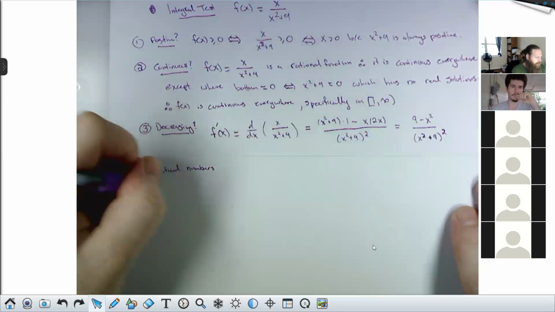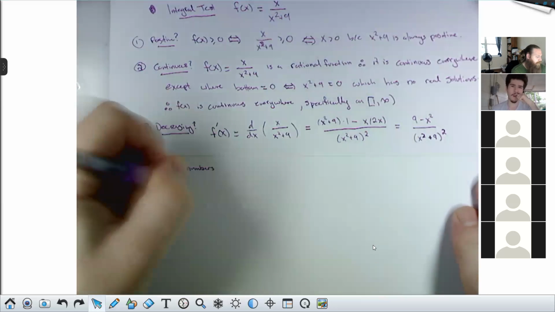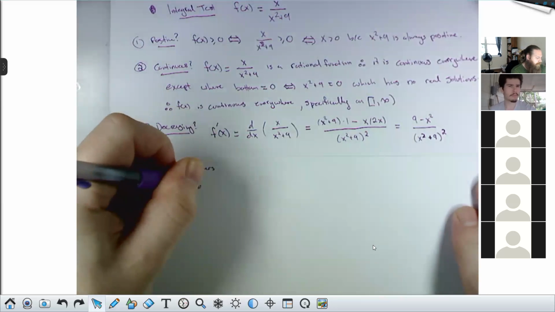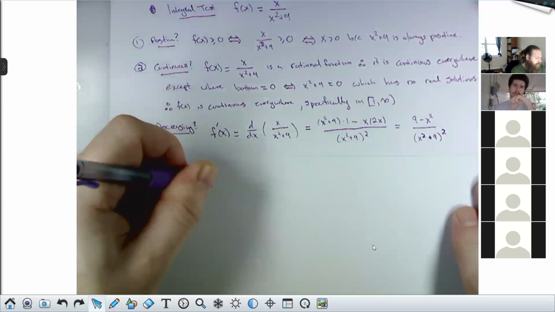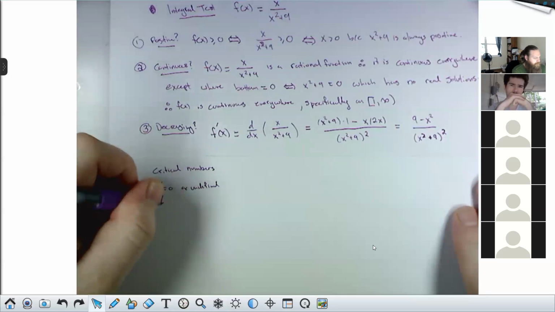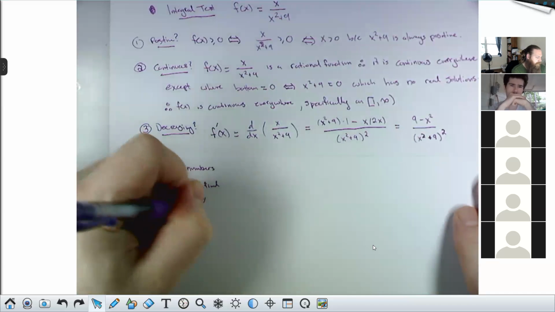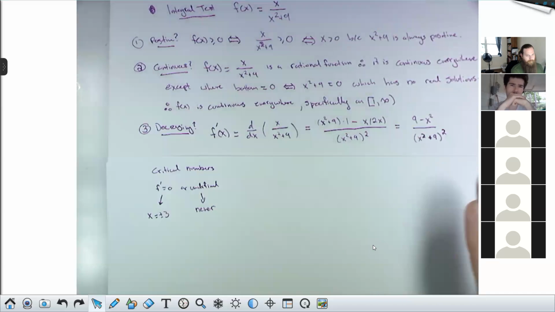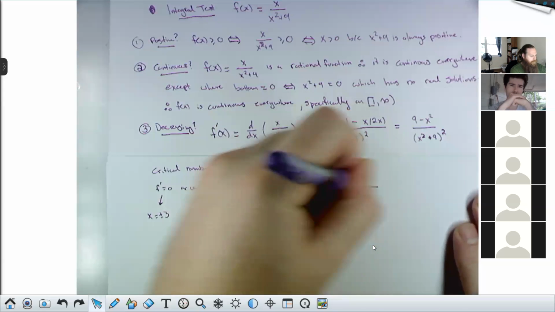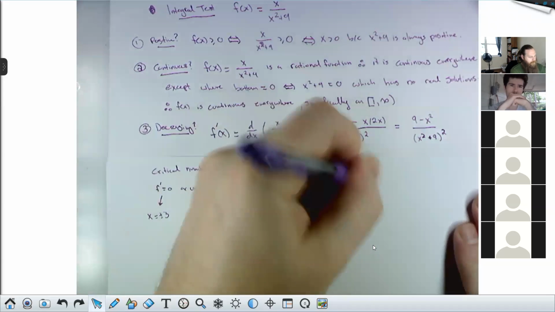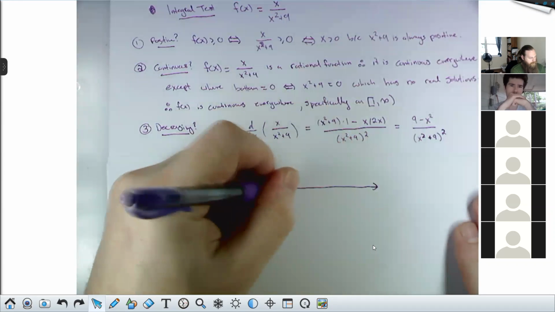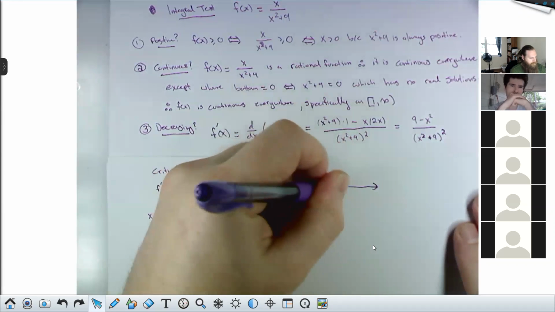So my critical numbers come from places where f prime is 0 or undefined. Plus and minus 3. f prime will be 0 when x is plus and minus 3. That's coming from setting the top equal to 0. And the bottom is never 0, so nothing comes from that. So we're never undefined. So the only things I need to worry about here are -3 and +3.